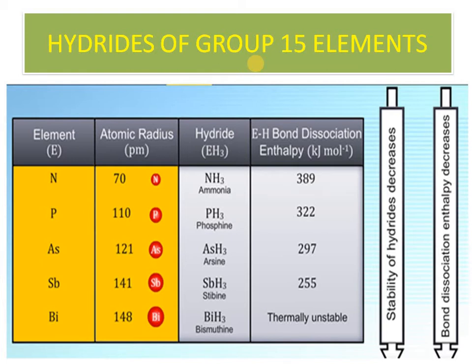So here the stability we are talking about is thermal stability. Thermal stability decreases down the group. Okay, and that we say the bond dissociation energy also decreases. The bond dissociation energy is also known as enthalpy. Enthalpy units are kilojoule per mole or joule per mole.